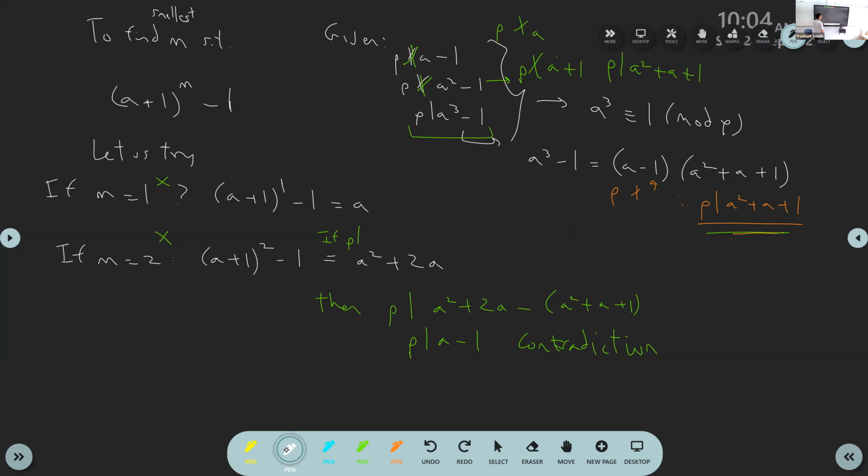So like that, you can keep going. Let me give you a few minutes to try this. I want you to try this and find the answer. So try m equal to 3, 4, etc. See if you can find the value of m that way.